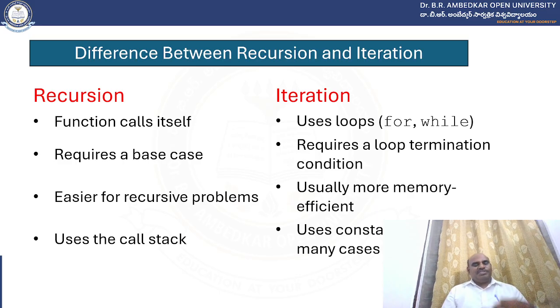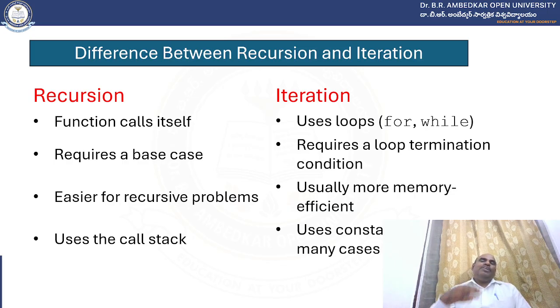The first difference: in recursion, a function calls itself. Now iterating: what is the meaning of iterating? It means repeating. Where will the word repeating come? In loops we can use the word repeating.